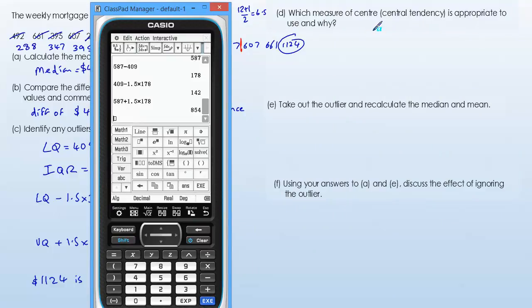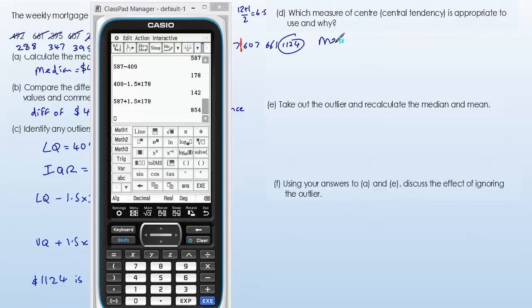Which measure of centre is appropriate to use and why? Well, for this sort of data, we'd probably say the median, and the outlier unduly affects the mean, especially since the outlier is so far above this 854 value.